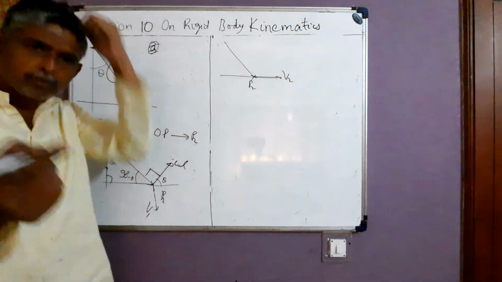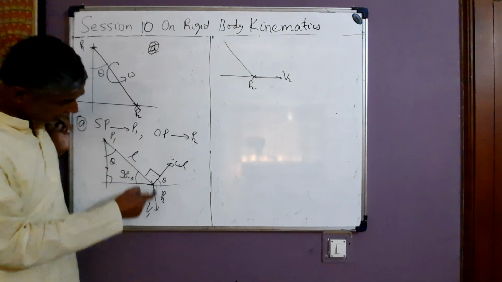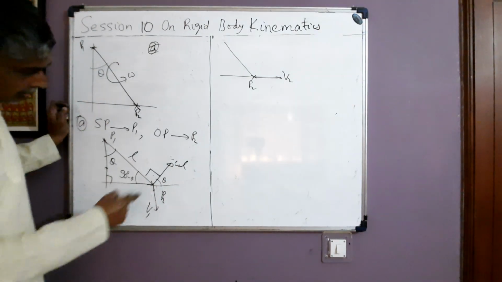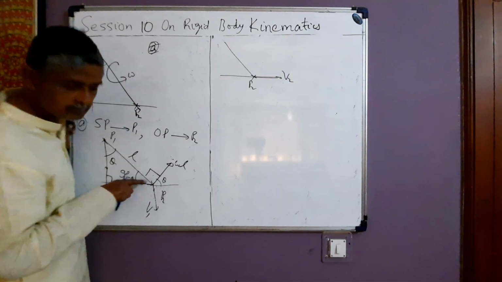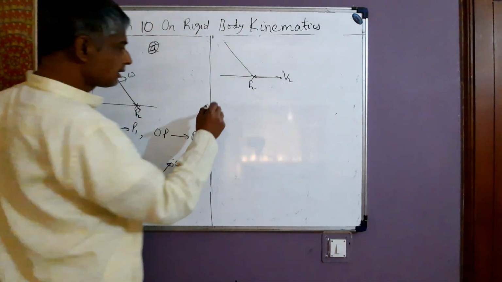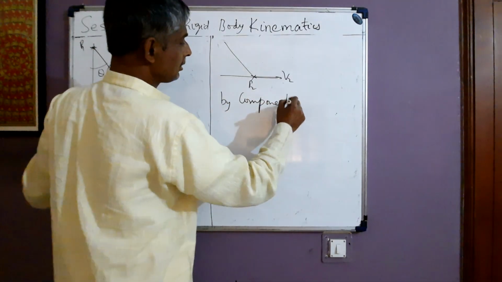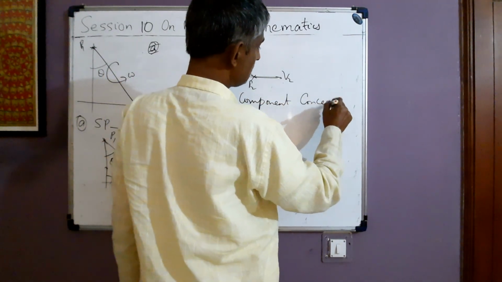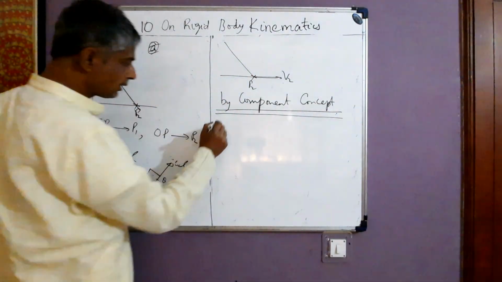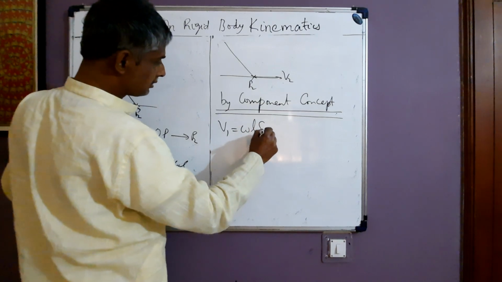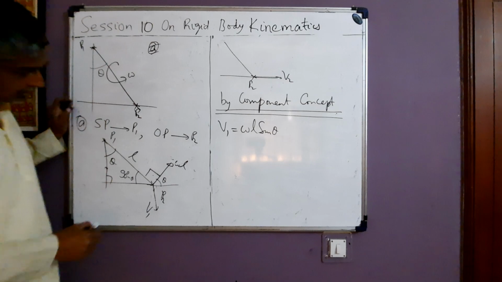Suppose I use the component form. So the resultant of these two vectors is in this direction. So the vertical components of these two vectors should cancel each other. So omega L sin theta should just balance V1, so that the resultant of these two becomes in this direction. So from this component concept, what do we get? Omega L sin theta is equal to V1, same as we obtained by method 1.